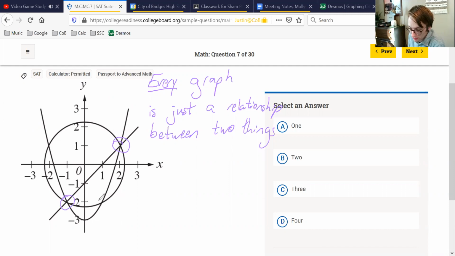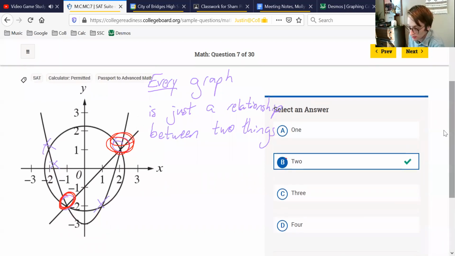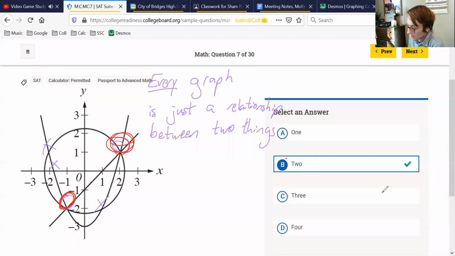This point here doesn't have the straight line. This point here doesn't have the circle. This point here doesn't have the straight line. Do we have any other intersections? I don't think so. I think we hit all of them. There's only 2 points where all 3 of these lines intersect. So it should be 2. We have 2 solutions to this system of equations here.